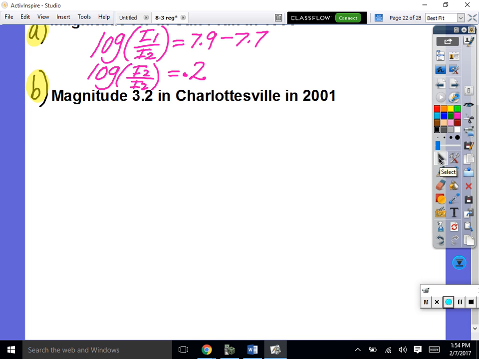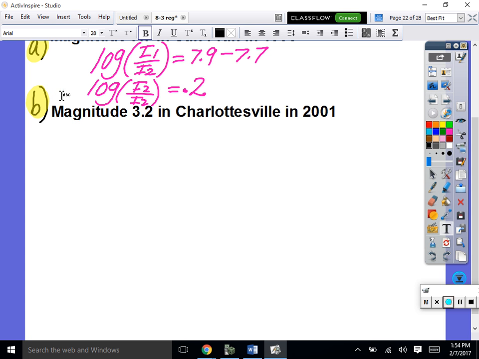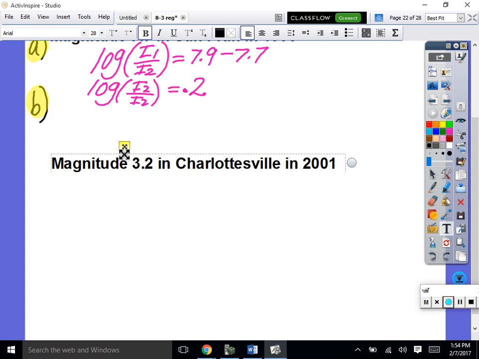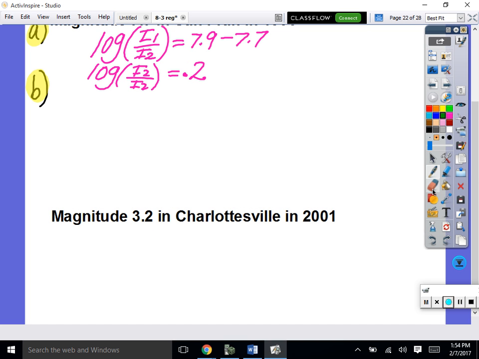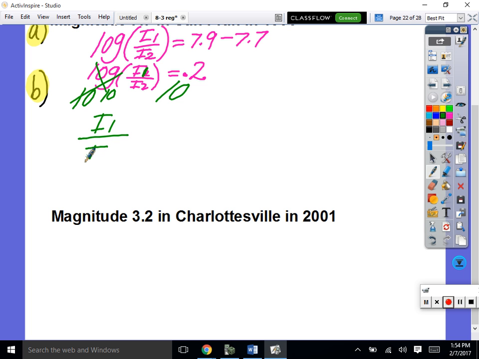So let me move this down, because it is really annoying that it's in the way. Okay, down here. There we go. So, what do we do? Base 10 both sides. I wrote I2, but I meant I1. So we'll base 10 both sides. Log of base 10 and base 10 cancel out because we know there's a secret base 10 in there. So then we have intensity 1 divided by intensity 2 equals 10 to the 0.2.